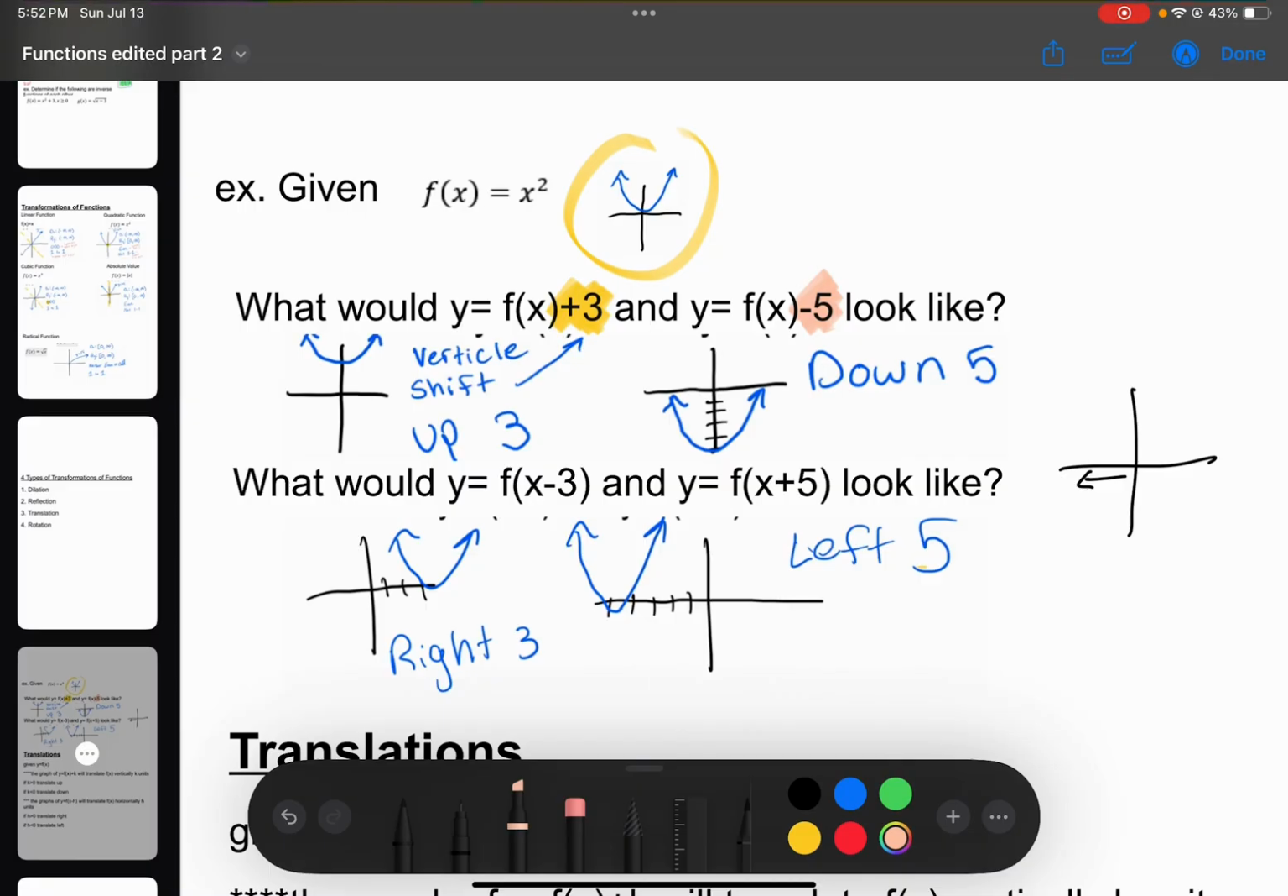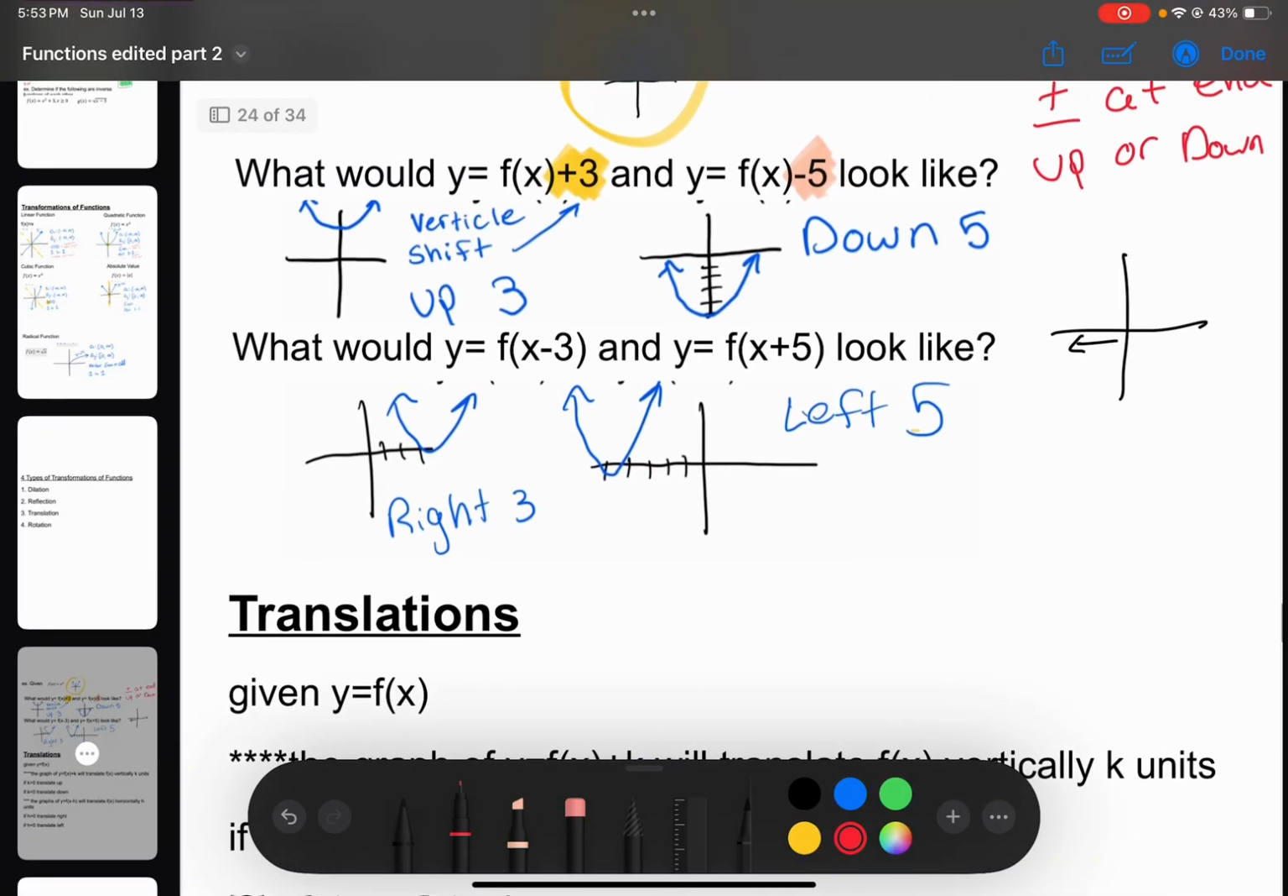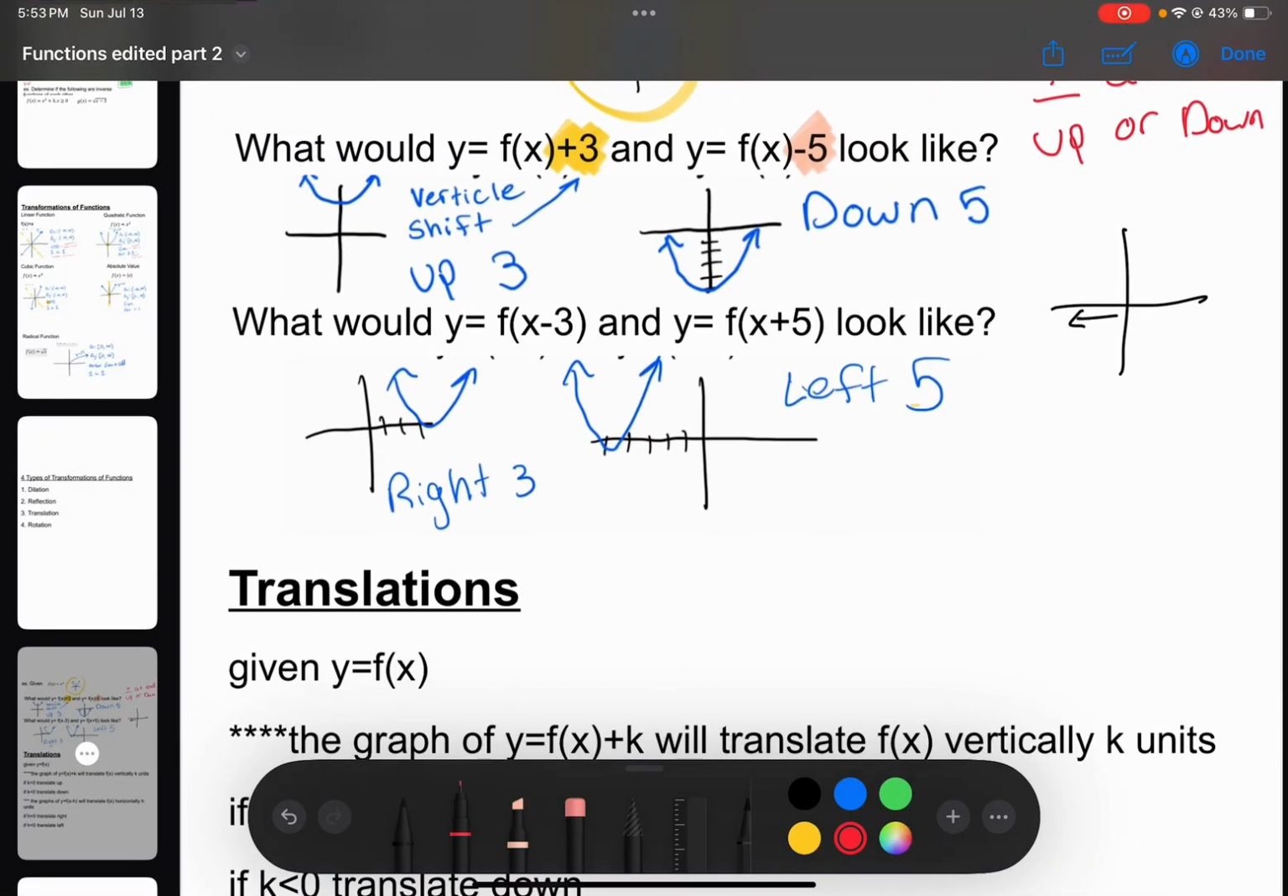So if we have a plus or minus at the end of the function, we're shifting it up or down, depending on if it's plus or minus. Okay, so for the next equations here, we have a minus 3, but this minus 3 is inside our functions.